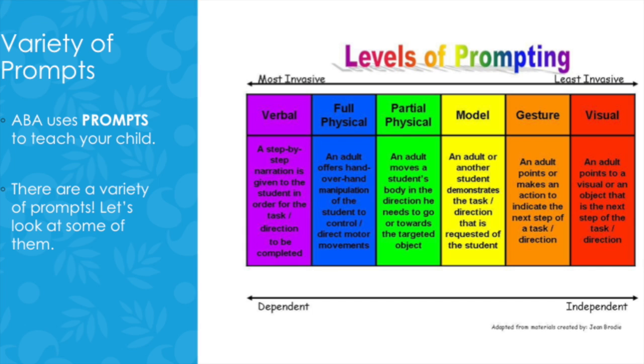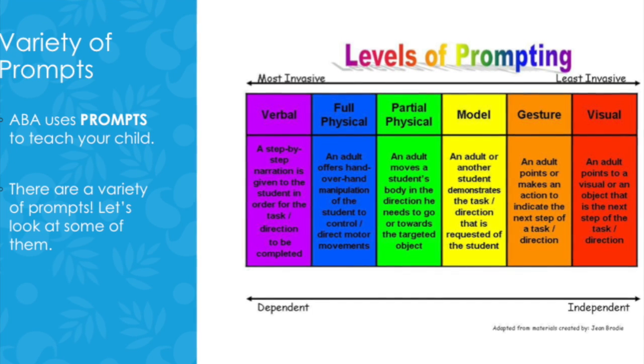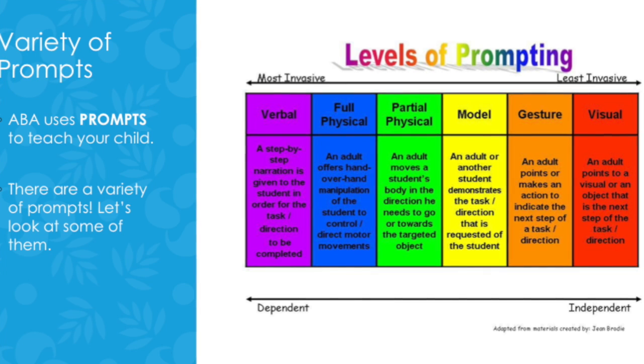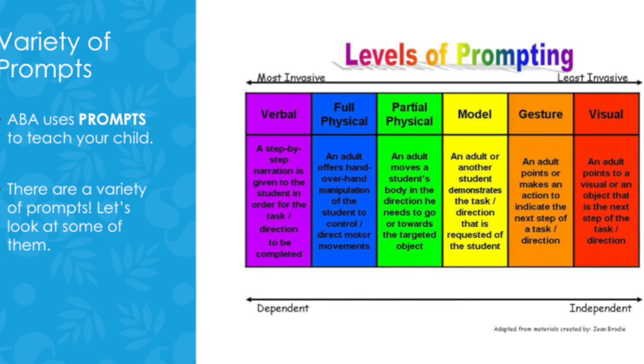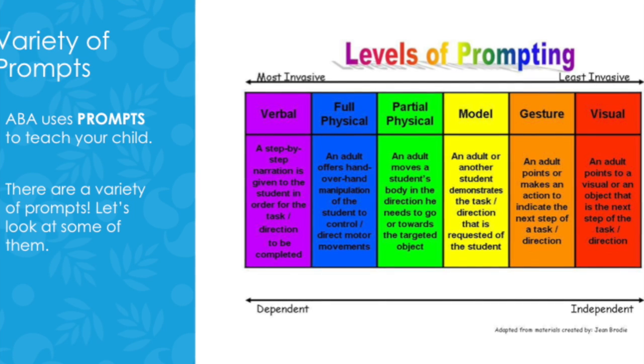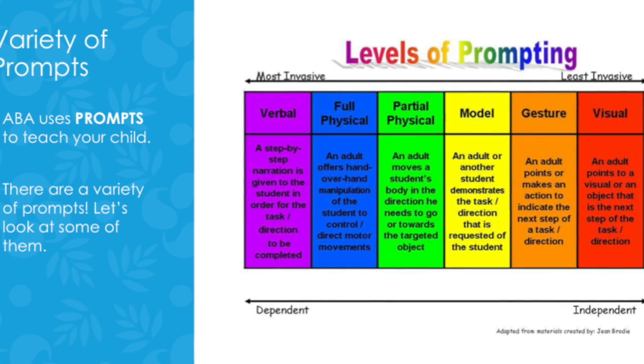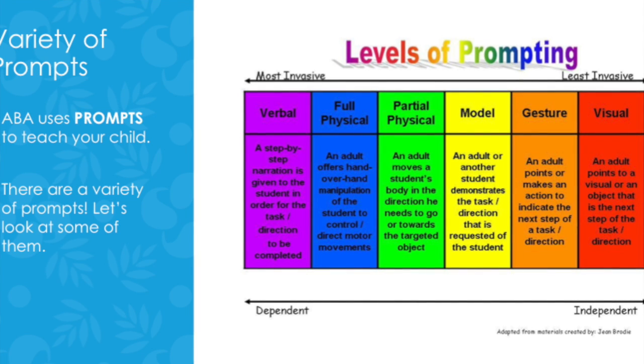So this is what we use, these little prompts or these little helps or these little hints to help your child be successful so they don't make as many mistakes, so they don't get frustrated or angry or feel like they can't do it, right? So let's talk about the first prompt. The first prompt would be a verbal prompt. It's essentially a step-by-step narration given to the student in order for the task or instruction to be completed.